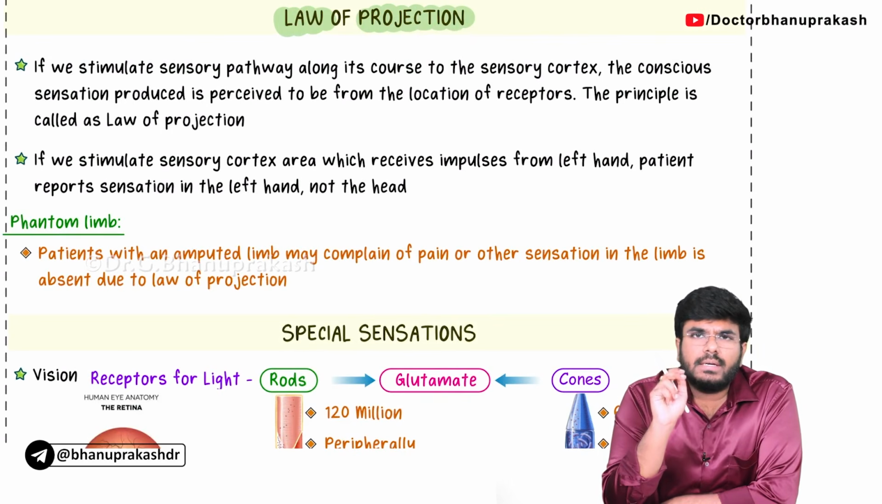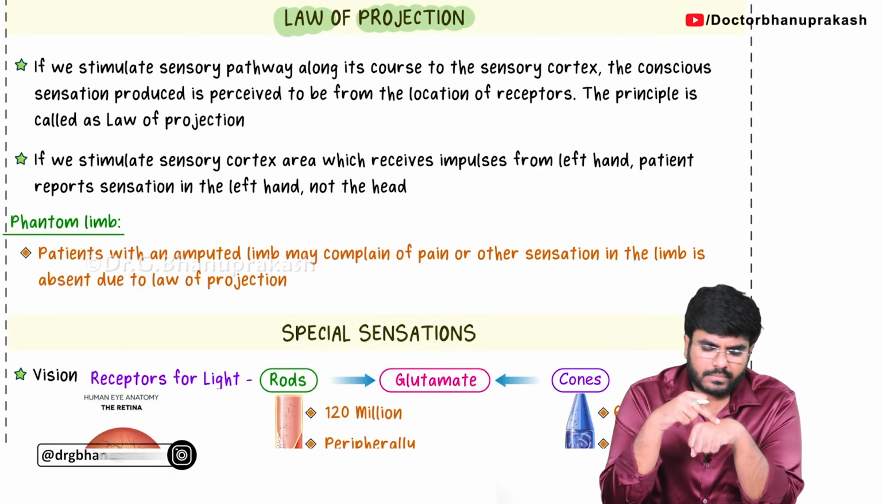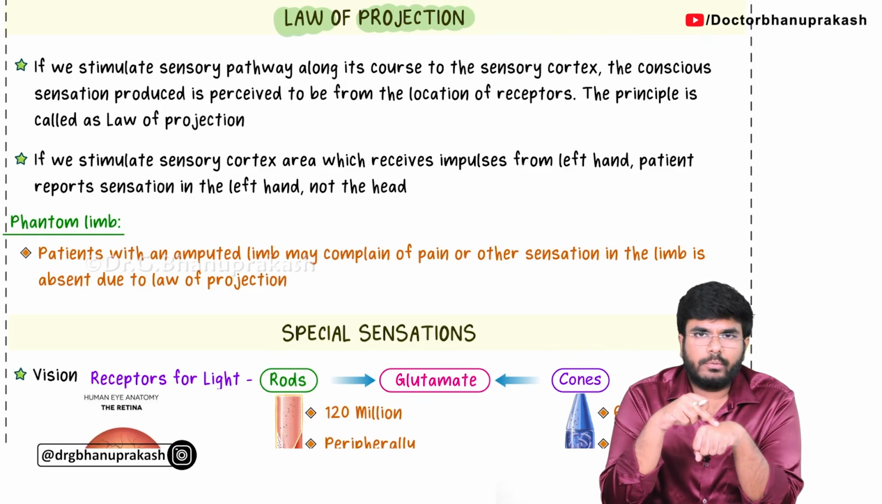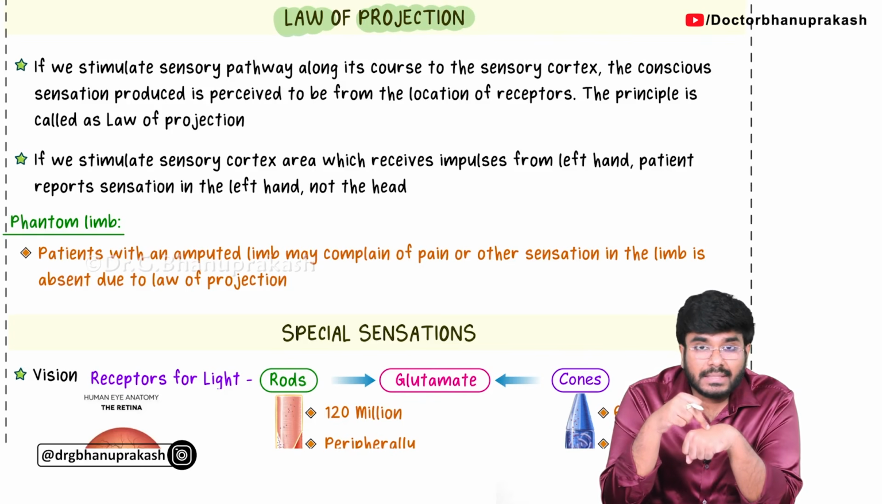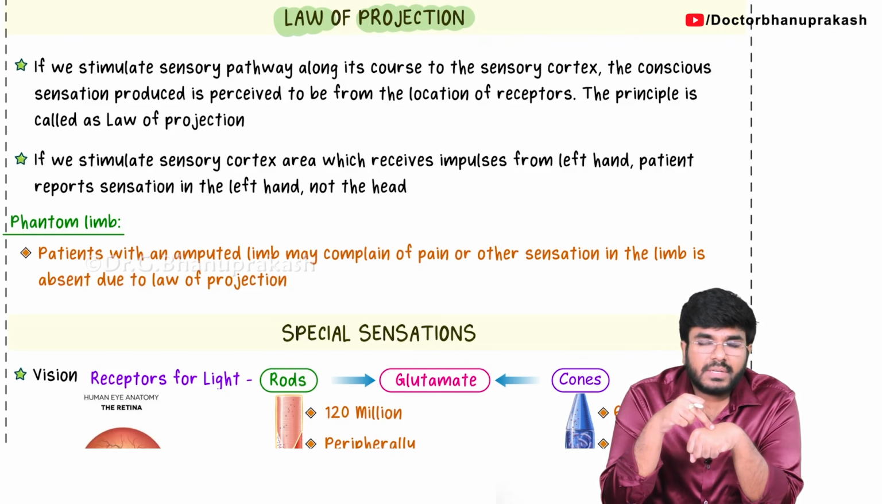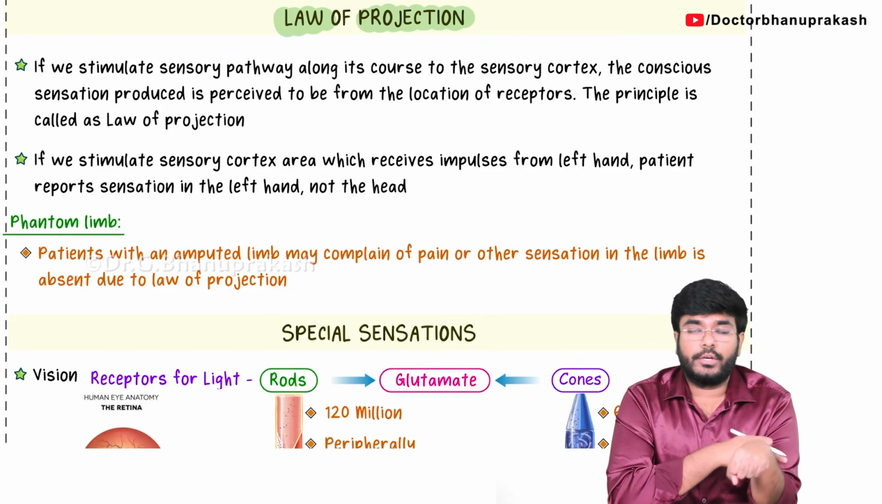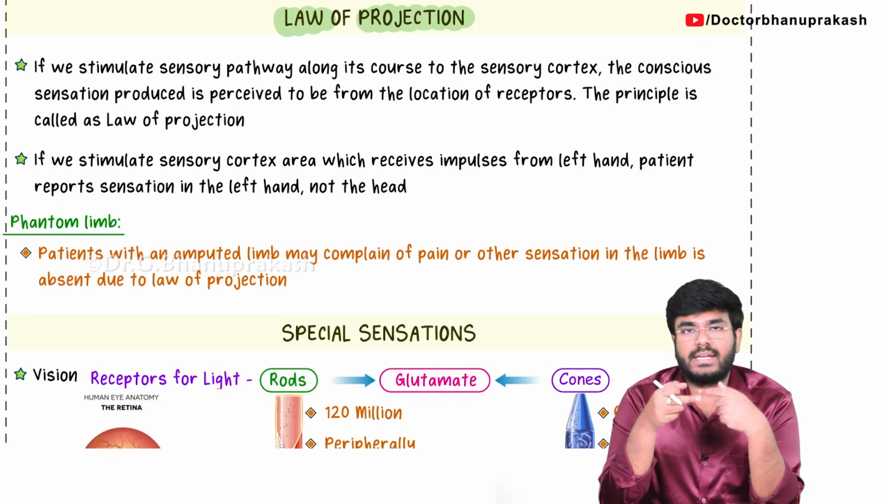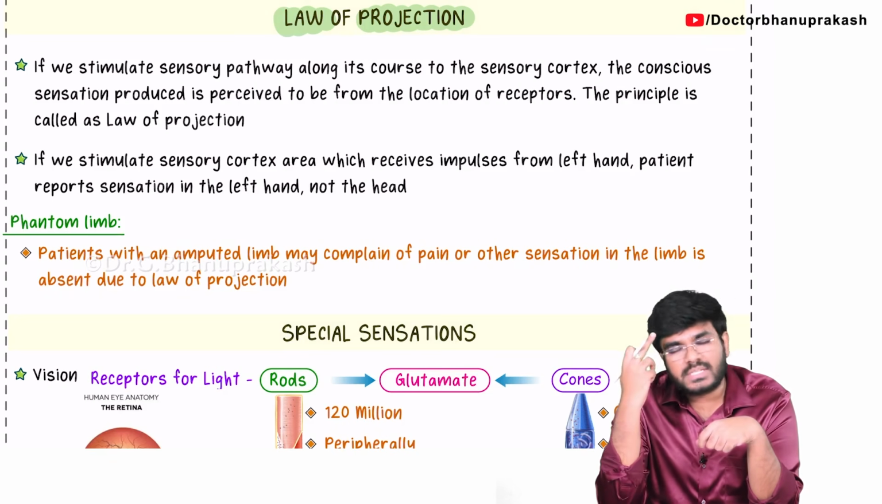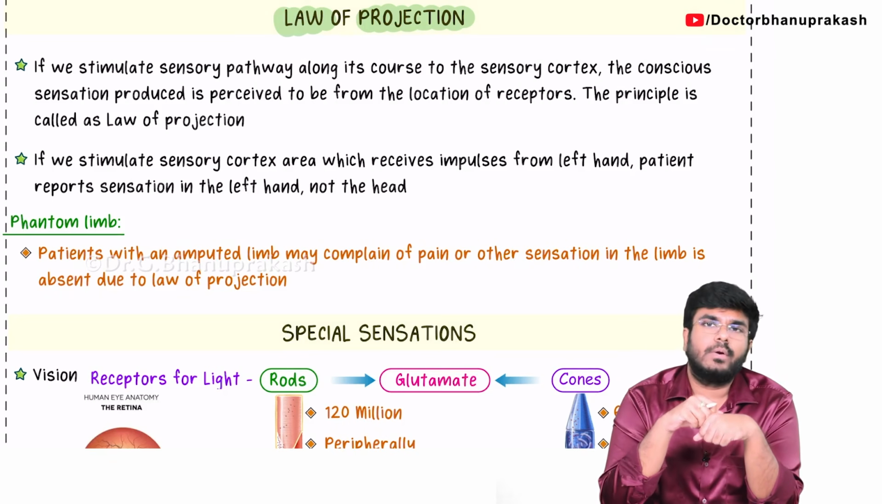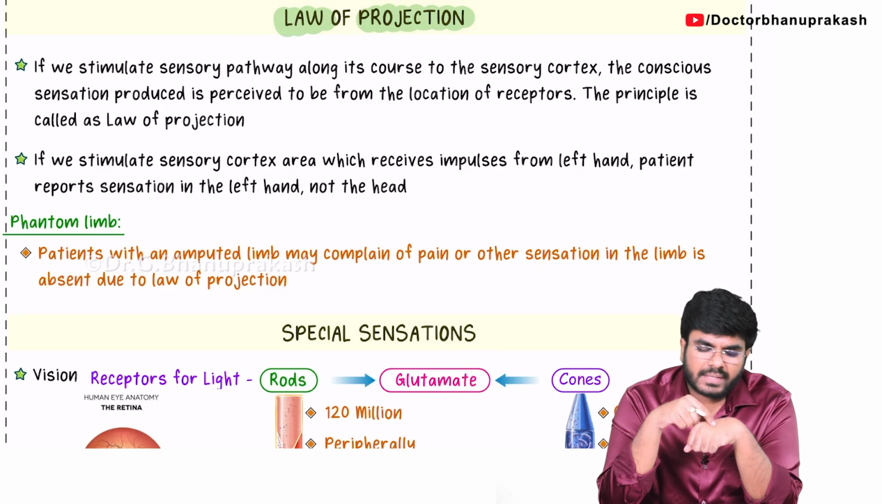When we stimulate a receptor, let's say I'm stimulating here, the receptor is going to be activated. I'm giving the stimulus at the skin, and the receptor is activated. The receptor will give the information to the first order neurons, first order neurons will give the information to second and third, and ultimately the somatosensory cortex is going to be activated. But tell me, where am I exactly feeling the sensation?